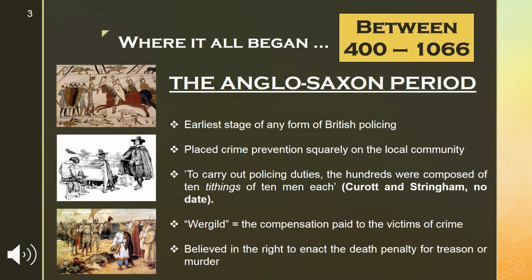The Anglo-Saxon period placed crime prevention squarely on the local community. Currat and Stringham outlined the hundreds to carry out policing duties. The hundreds were composed of 10 tithings of 10 men each. They were all responsible for each other, alongside the legislation Weregild, which was the compensation paid to the victims of crime. The period even believed in the death penalty for treason or murder, which highlights how law enforcement has changed over the decades, possibly for the better.